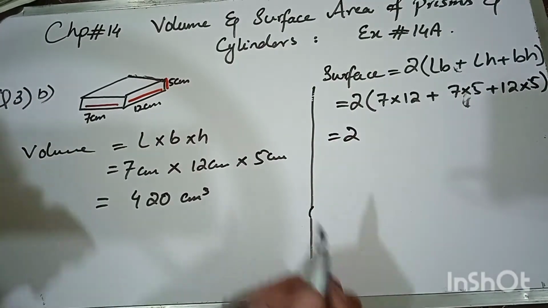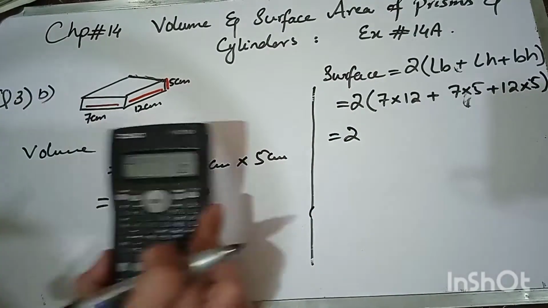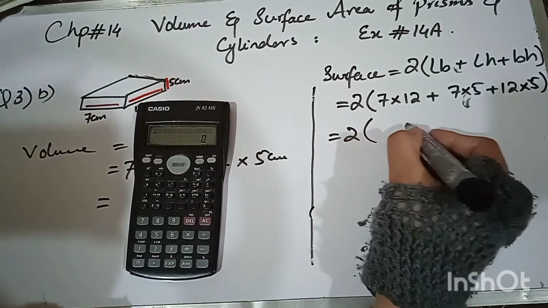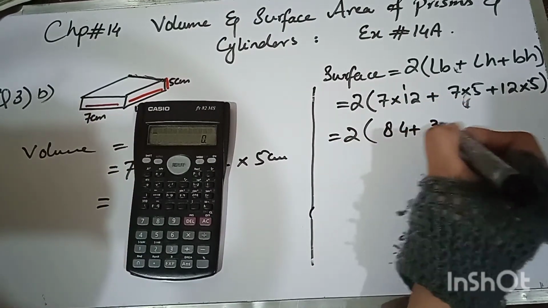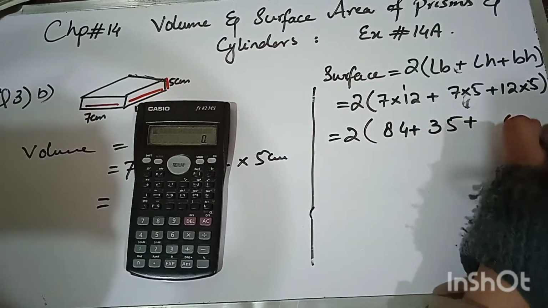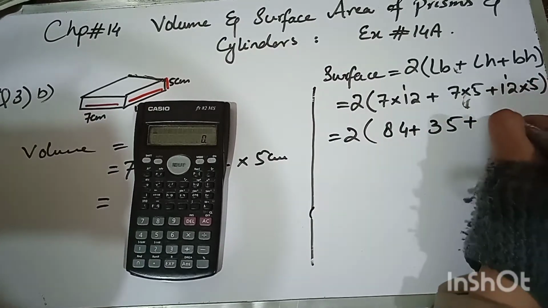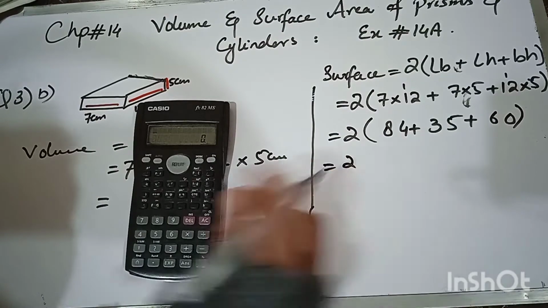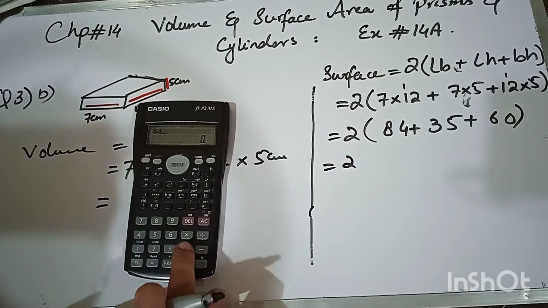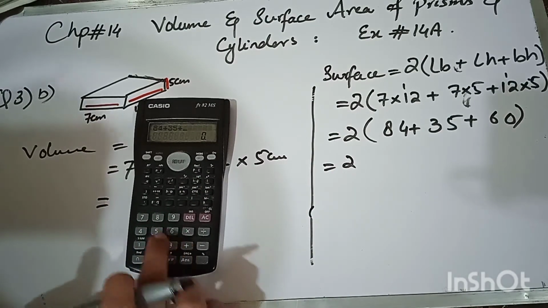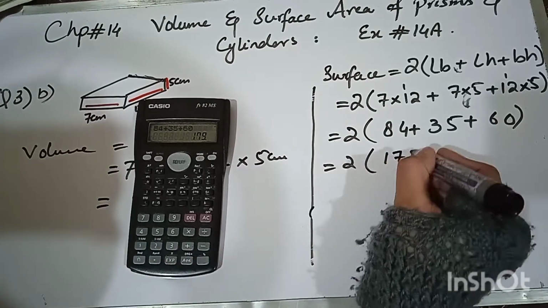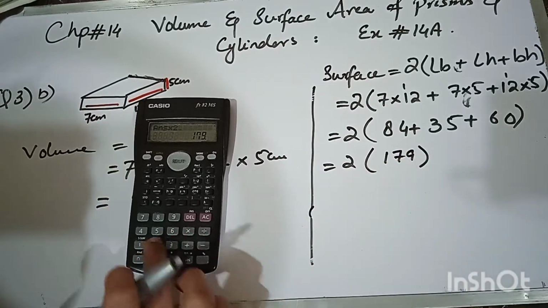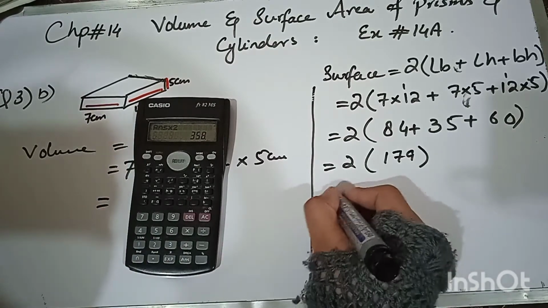Now we have to multiply the terms that are inside the bracket. 2 7s are 14, 4 1 carry, 7s are 7 8 84, plus 5 7s are 35, plus 2 5s are 10, 0 1 carry, 5 1s are 5 6 60. Now add up the terms that are inside the bracket: 84 plus 35 plus 60, this is 179. So we have to multiply the solution by 2 according to the formula.